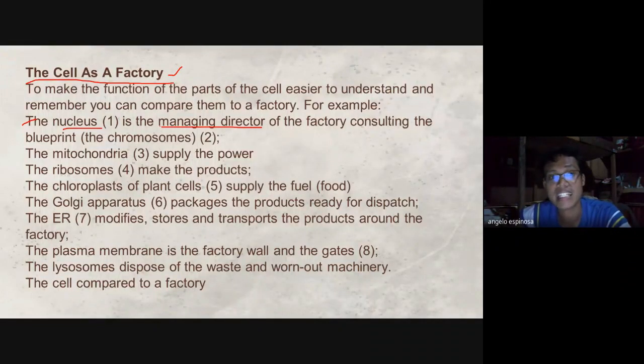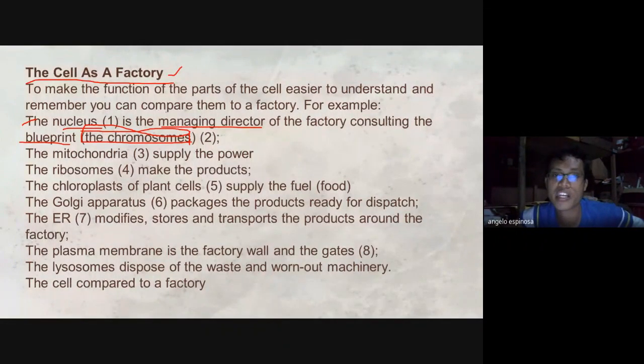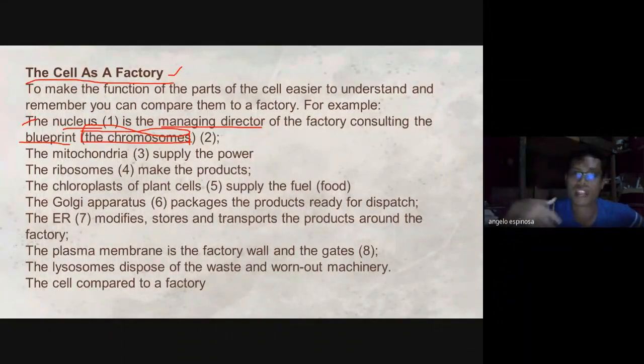The managing director. Ikaw yung CEO, pero you have your manager. So your manager there is the nucleus of the factory consulting the blueprint. Siya yung nagbu-blueprint, nagbibigay ng yung sa chromosomes. Kasi ikaw yung nagbibigay ng informations, nagbibigay ng anong dapat gawin, and then here comes the manager, which is managing or processing the information coming from you as CEO.